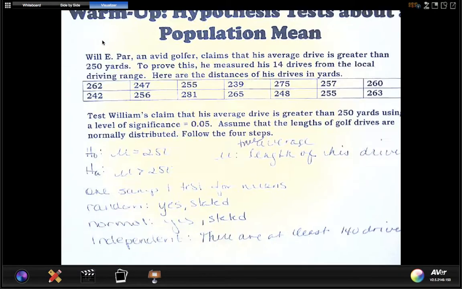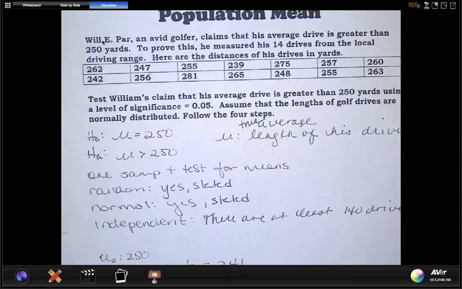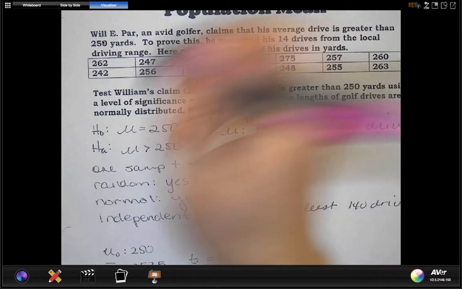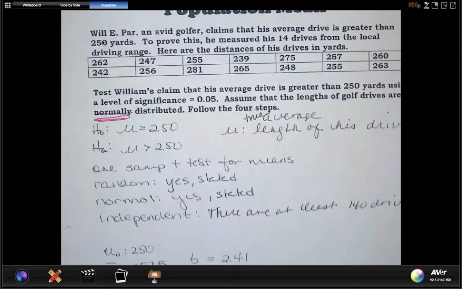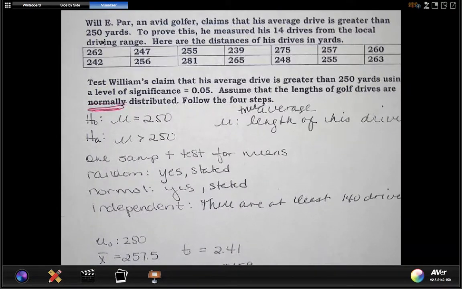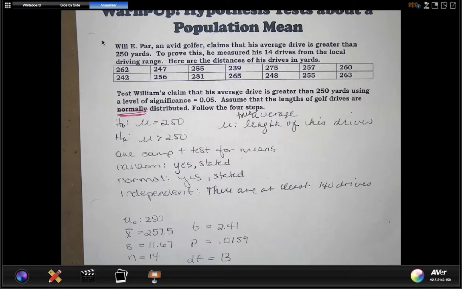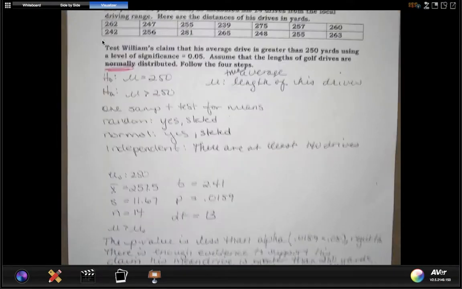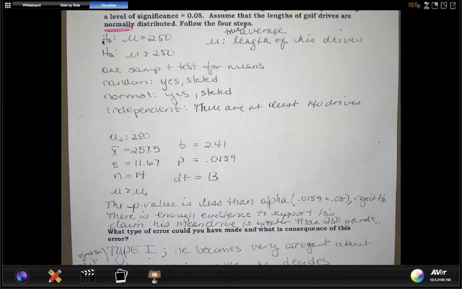Okay, so you should have done your warm-up. I don't think that there's anything really unusual here. Just pay attention to the words there. Some of you don't always read very well to notice that it says it's normal. I just plugged them all in the calculator and I used the calculator.